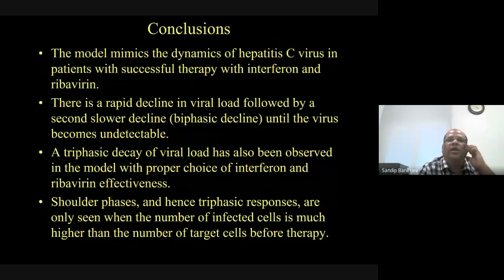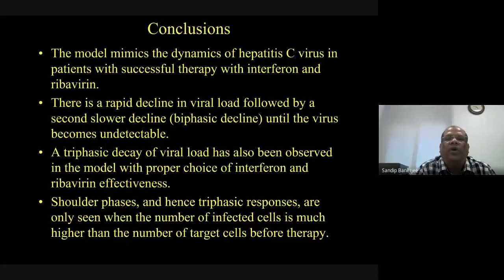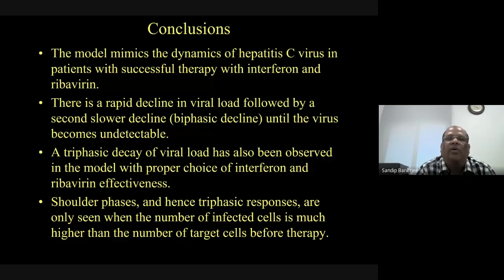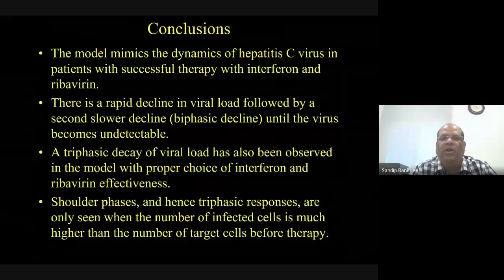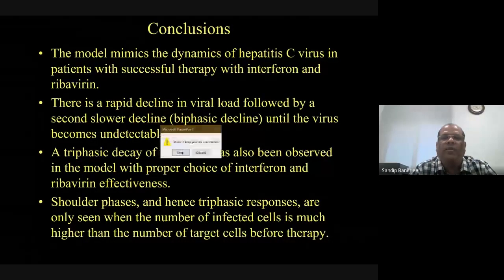So the conclusion is that the models which we created sort of mimic the dynamics of hepatitis C virus, which is seen in patients with successful therapy with interferon and ribavirin. So I will stop here. If you have any questions, I will be happy to answer.